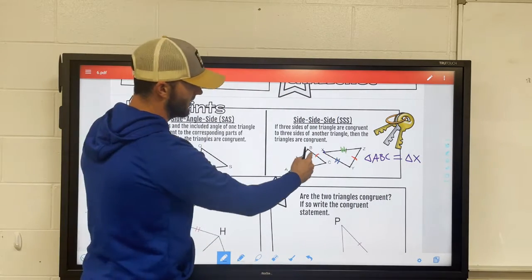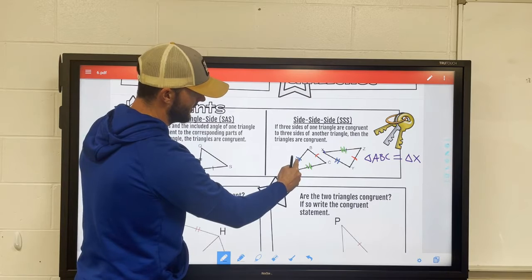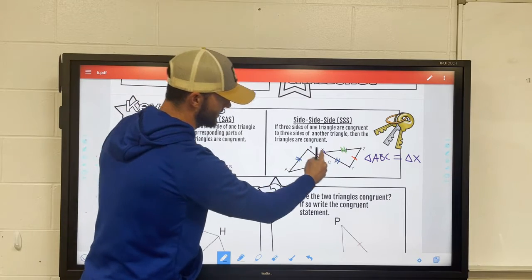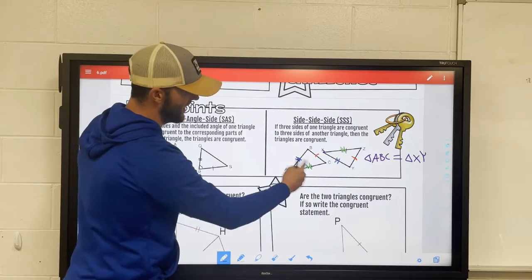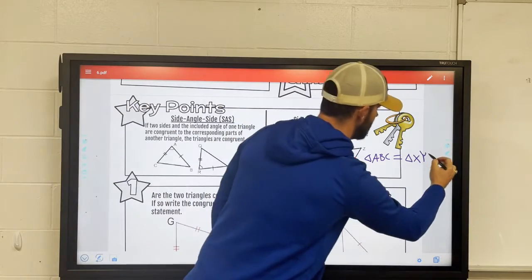The next one, if I look at B, is made up of the 2 side and the 1 side. So the 2 side and the 1 side is Y, so Y. And then the last one obviously is going to be Z here.